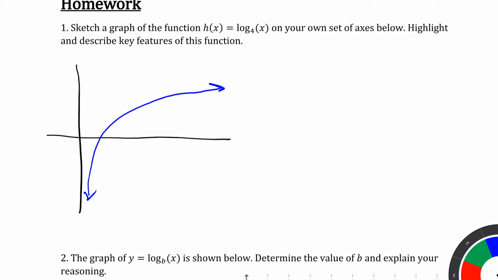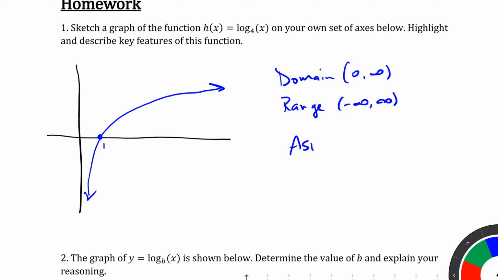Some of the key features of this function: I know it's going to have an x-intercept at 1. I know the domain is going to be all of the x values from 0 to infinity. I know the range is going to be all of the values from negative infinity to positive infinity. And I also know that it's going to have an asymptote line of x equals 0. There are other things about this curve that we could talk about, but those would be the key things I'd want you to be able to describe for me.